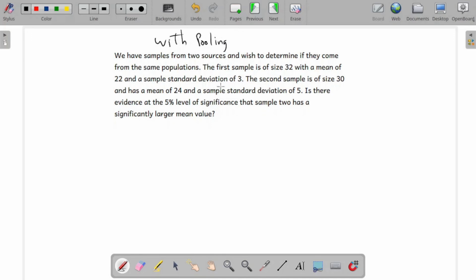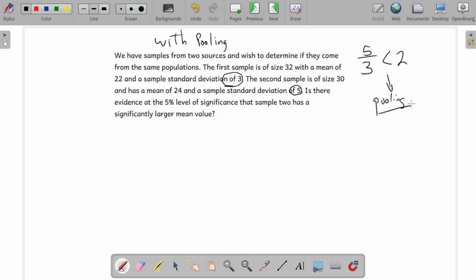So the sample standard deviation for the first sample is 3. The second sample has a standard deviation of 5. And you take the big one, dividing it by the little one. If the ratio is less than 2, you're going to use pooling, unless you're told otherwise, of course. So what's our problem statement?